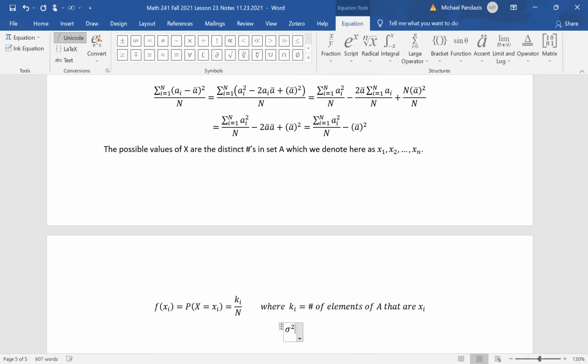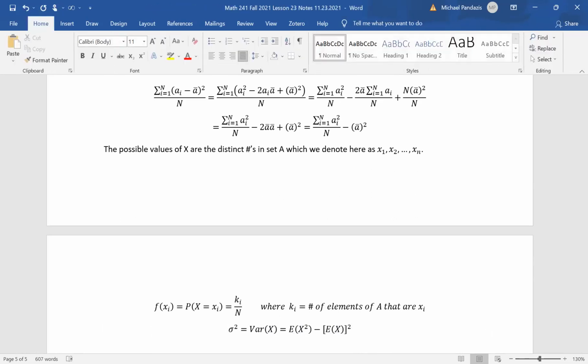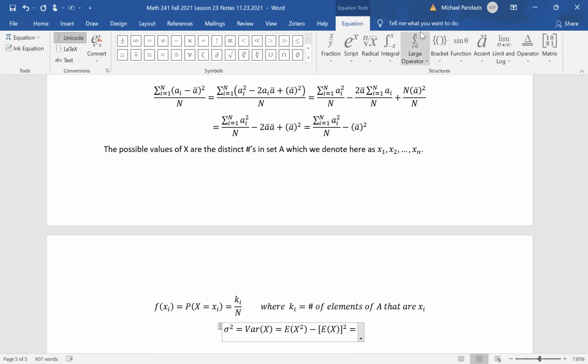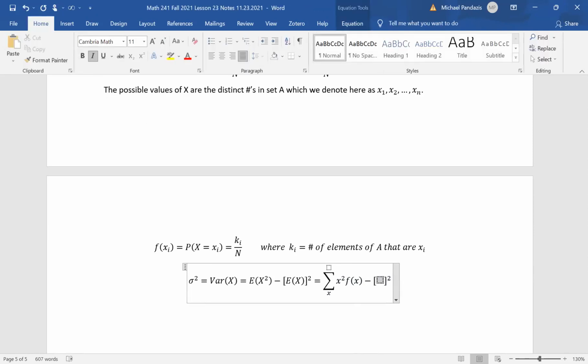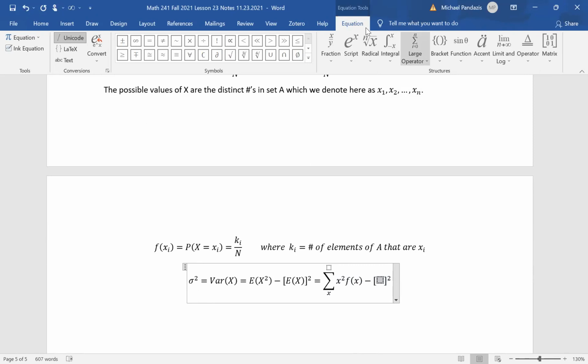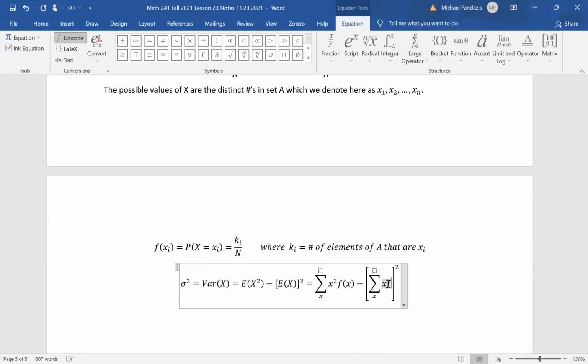Okay, so now you have sigma squared, which is equal to the variance of capital X, which is equal to E of X squared minus E of X squared. And so this is equal to the sum over all possible values of x squared f of x, minus the square of the expected value of X, which is the sum over all possible values of x f of x.